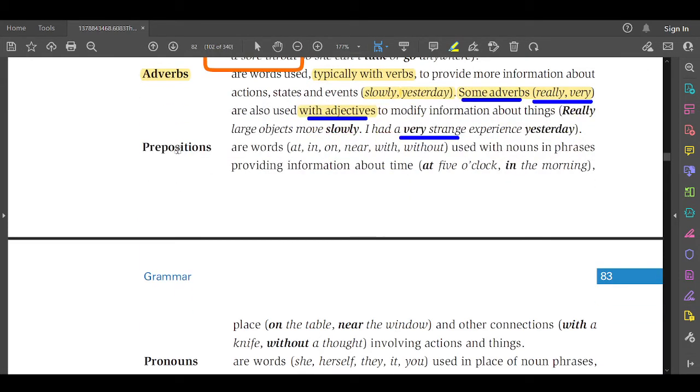After that, we have prepositions. Prepositions are words like at, in, on, near, with, and without. Used with, see it here, noun phrases. Make sure you think about this. In phrases, providing information about time.